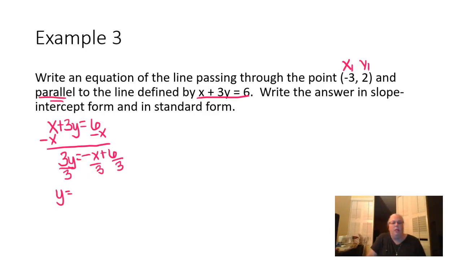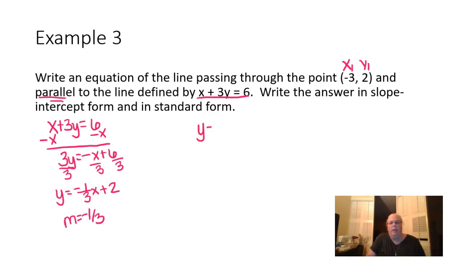And I have y equal to -1/3 times x, and then 6 divided by 3 reduces to 2. So the slope in this equation is going to be -1/3. And that's what I'm going to need to use to find the equation that goes through the point -3, 2. All right, let's put it into the point slope formula.